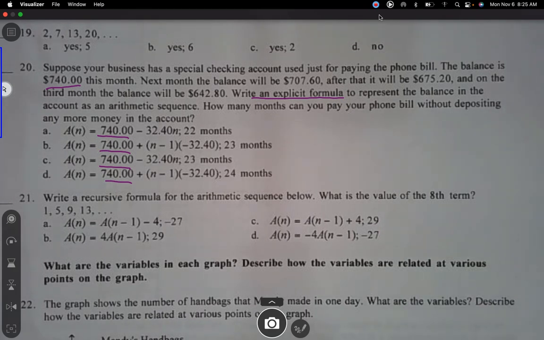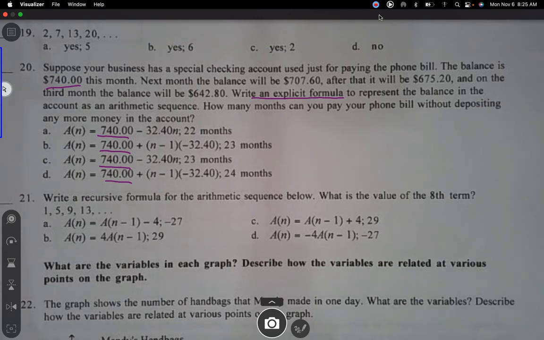So how do we go from 740 to 707.60? Well, just subtract it and see. What did you say it's going by? 32.40. Is it going up or is it going down? Down. So you are going to do what? Subtract. Okay, so I have negative 32.40.